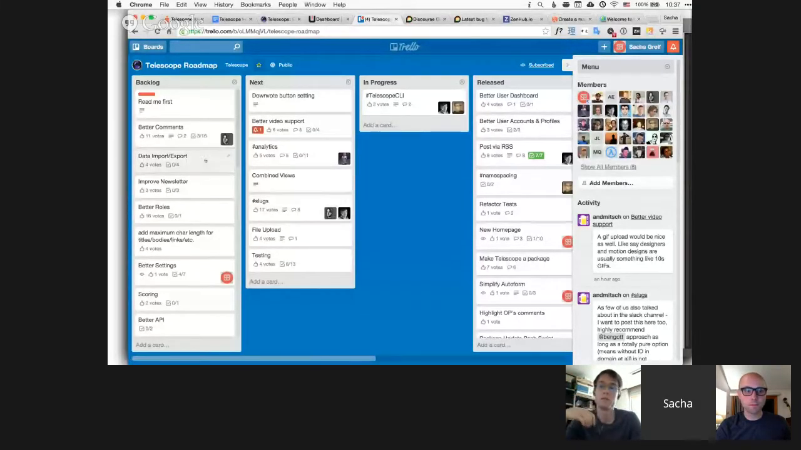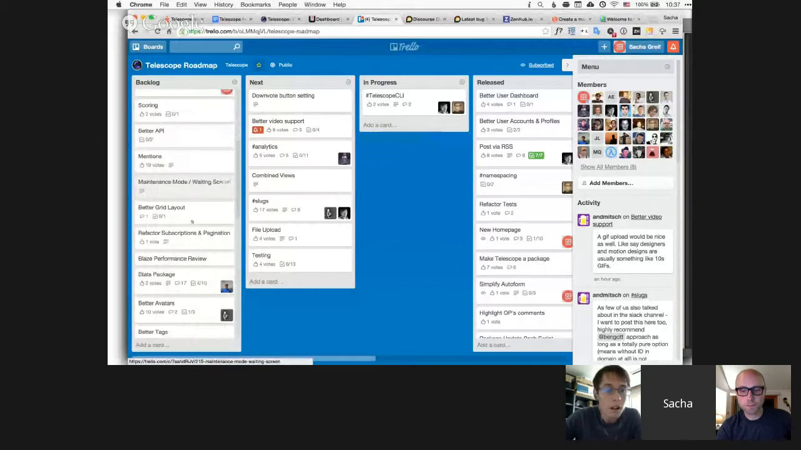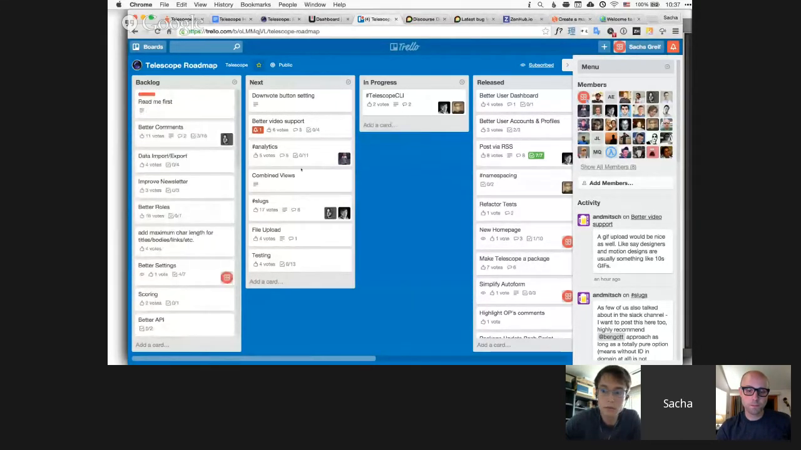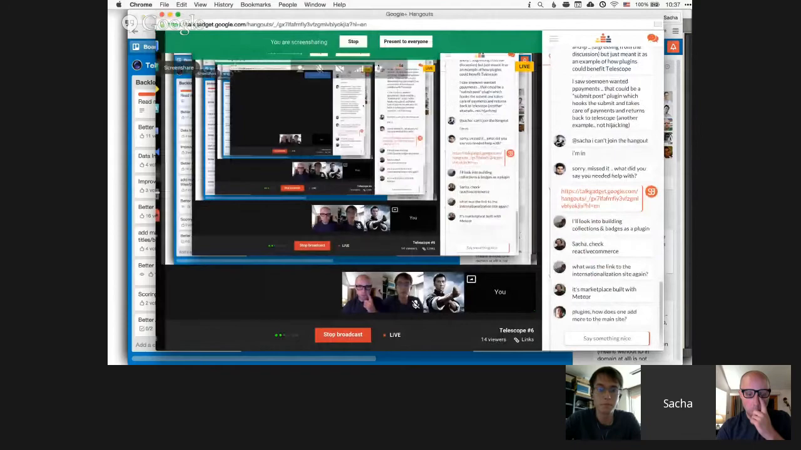It's a bit messy, but basically there's a huge backlog of all the ideas we've had to improve Telescope on the left, and then next is what we're considering to work on next, and in progress is what people are actually working on. So actually, maybe Jeremy, you can talk about the command line utility you've been working on.